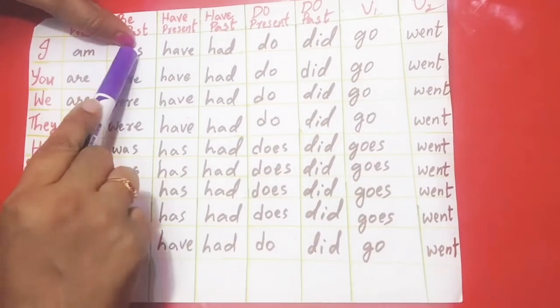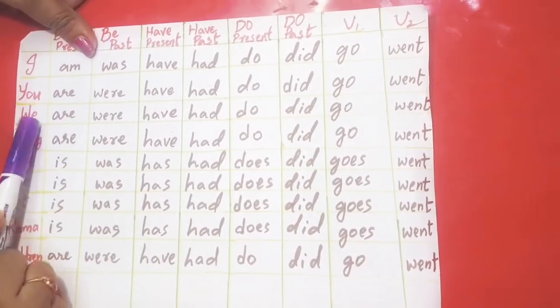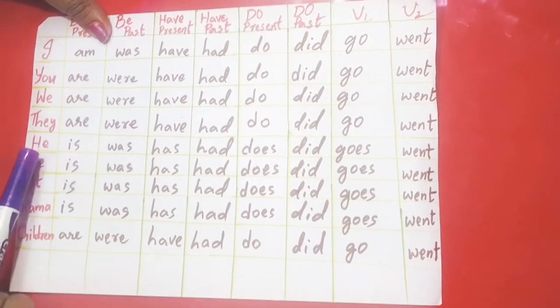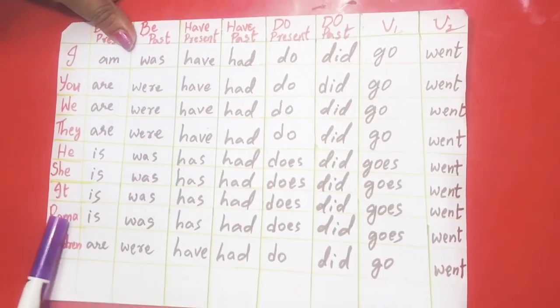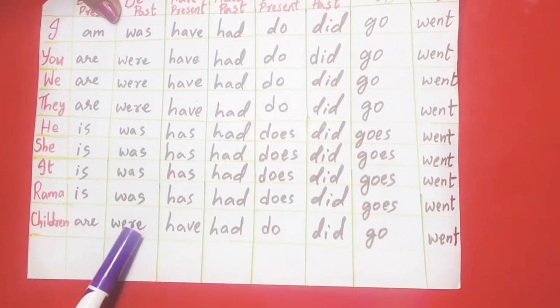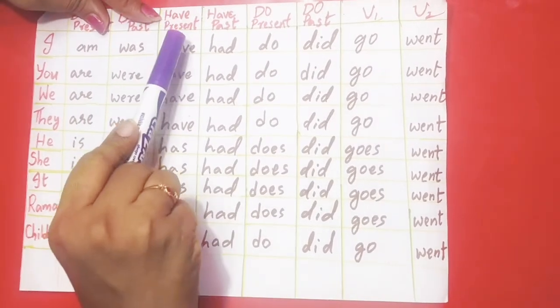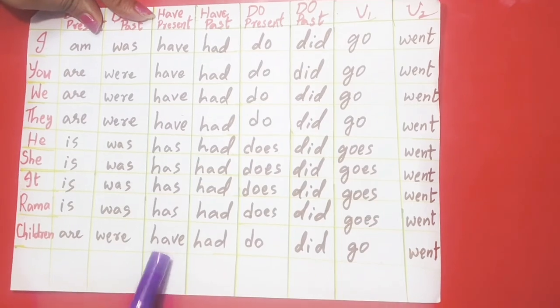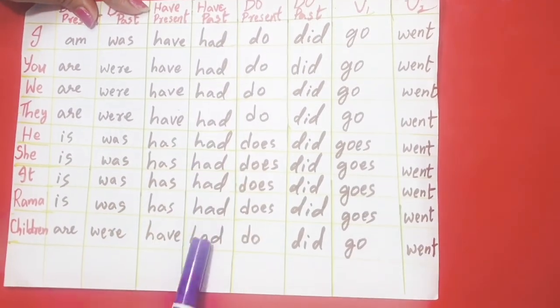Was is used for I. You, we, they is used with were. He, she, it is used with was. Rama was, children were. For present tense have we have has and have. For past tense have we have had.